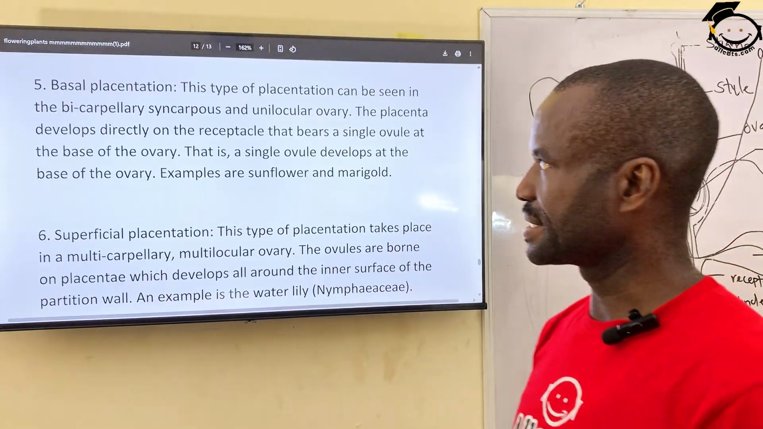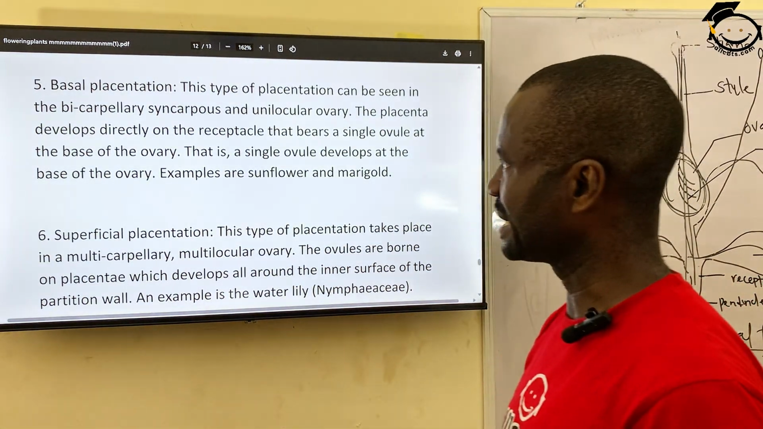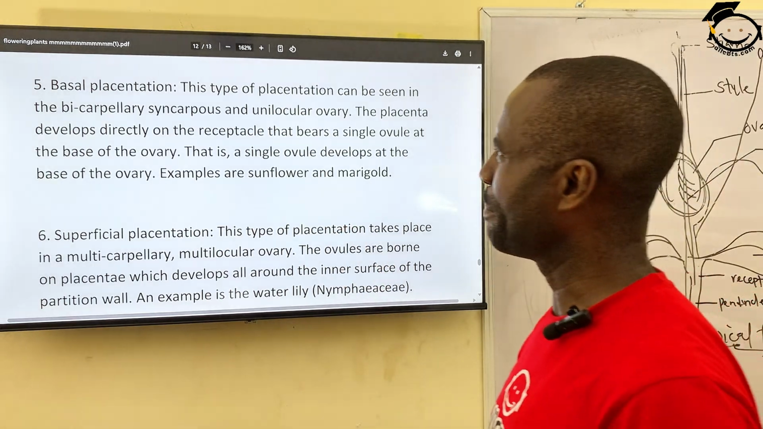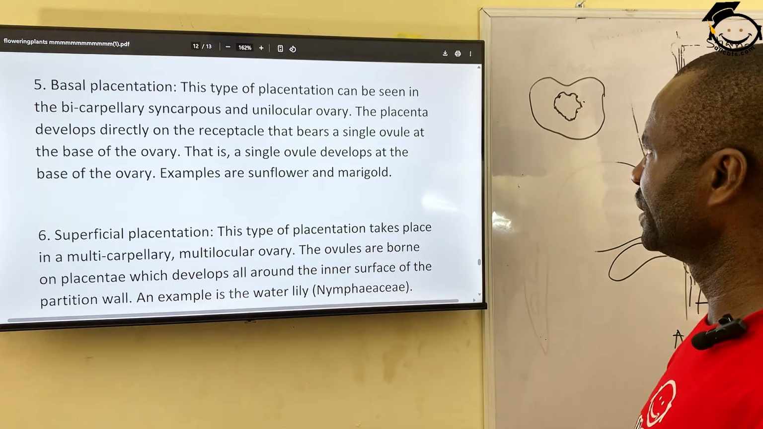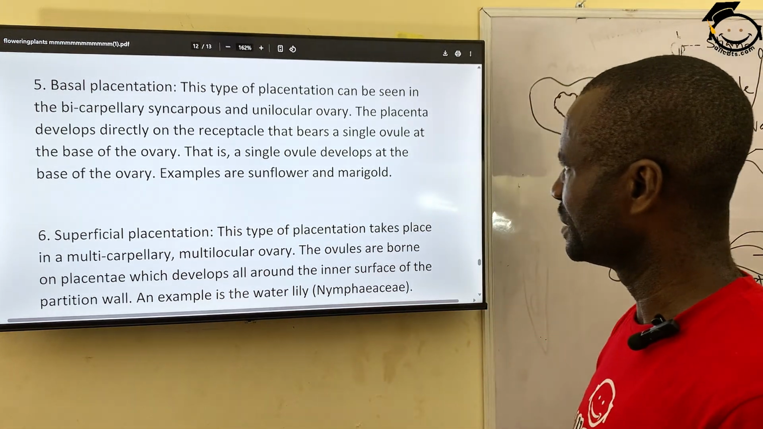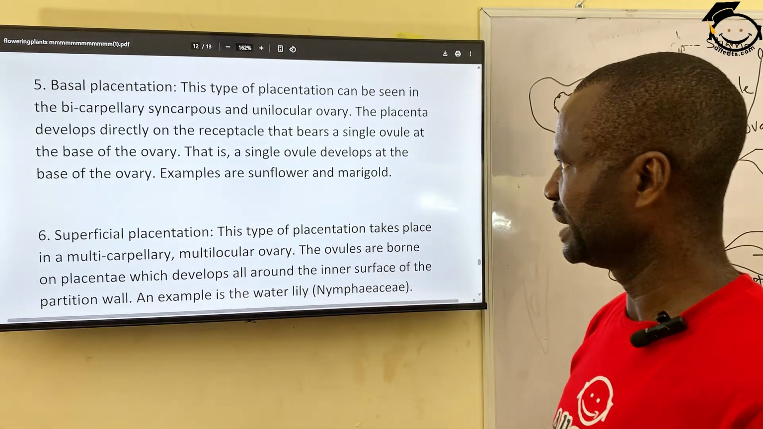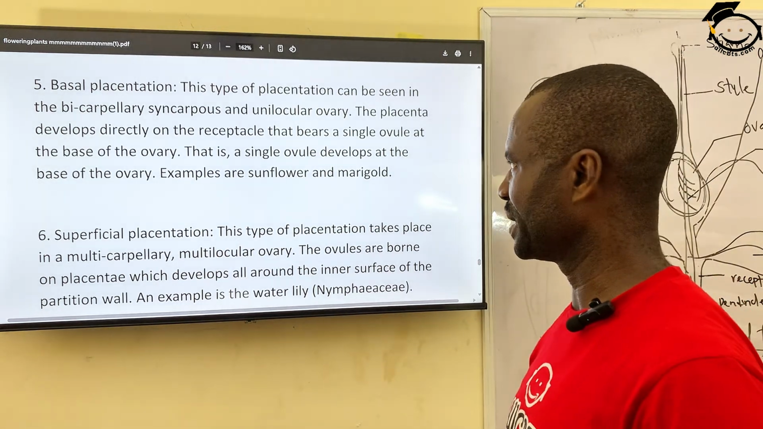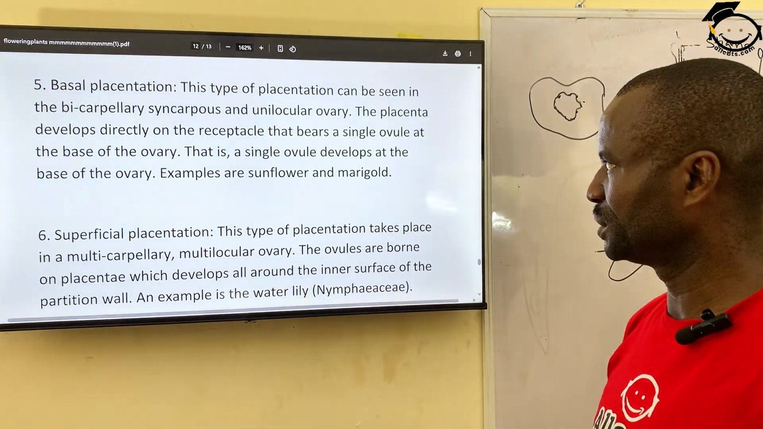Now, the next type of placentation is called basal placentation, that is at the base. This type of placentation can be seen in the bicarpellary syncarpous and unilocular ovary. The placenta develops directly on the receptacle that bears a single ovule at the base of the ovary. That is, a single ovule develops at the base of the ovary. Examples are sunflower and marigold.